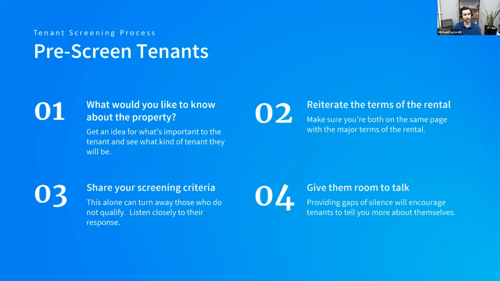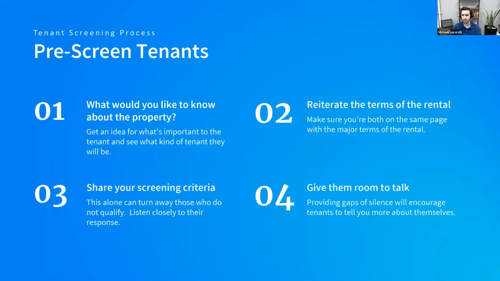Once you've marketed the property and you get a couple leads that have reached out, a good step here is to engage in a pre-screening process. There are templates out there and questions that you can ask. Here are some of the more unique questions that we see a lot of our agents and landlords ask.